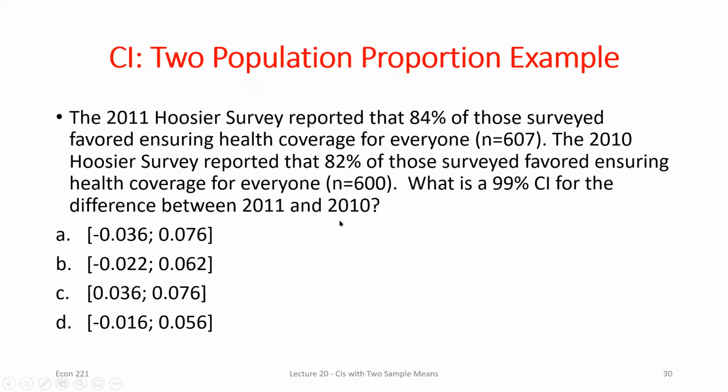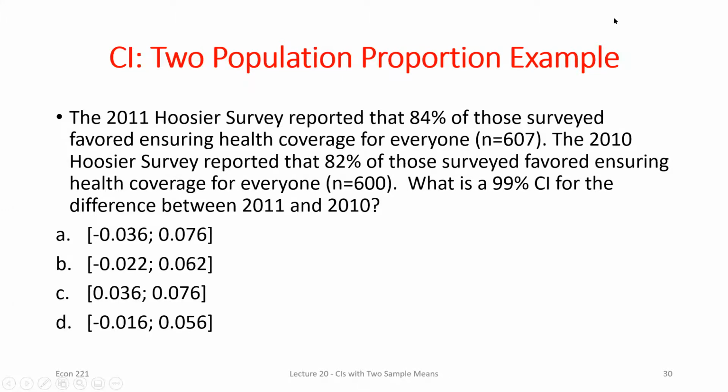Okay. So let's put some actual numbers to this. Let's say I had a survey that was given in 2 different years. Okay. So I've got 2011 and 2010, and I want to know what's the 99% confidence interval for the true difference in proportion of people who favored healthcare coverage for everybody. Right? So 607 people in 2011, 600 people in 2010, and I want to build this 99% confidence interval.